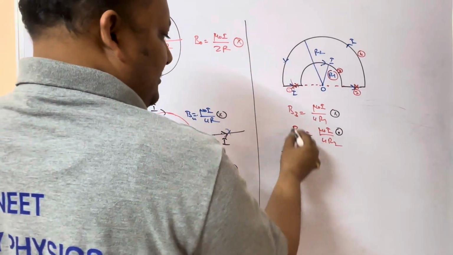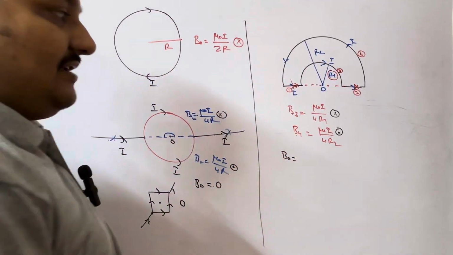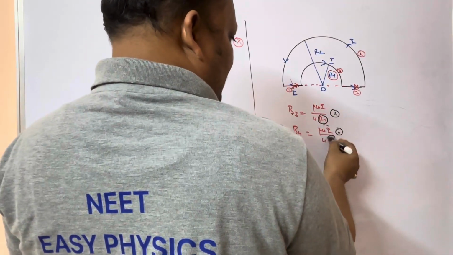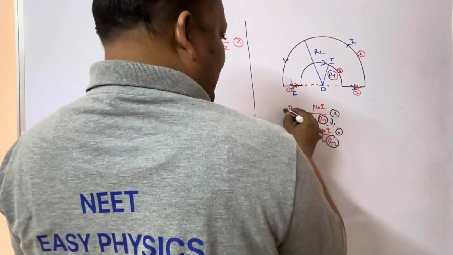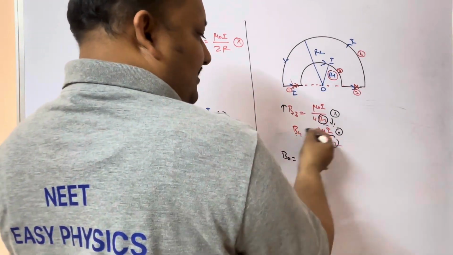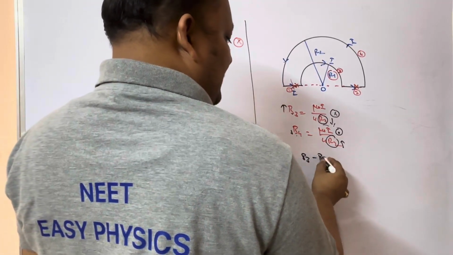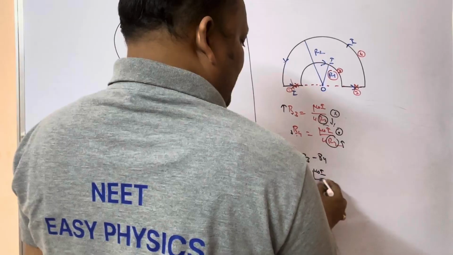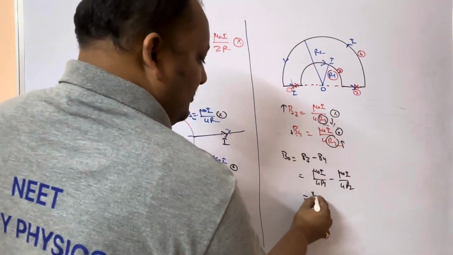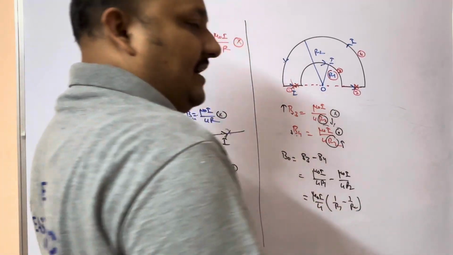Therefore, the resultant is either B3 minus B4 or B4 minus B3. Which is higher? We should do higher minus lower value. Mu naught I by 4 is common in both, so 1 by R1, 1 by R2. R1 is less, therefore B3 is more compared to B4, since R2 is more. Therefore, the resultant is B3 minus B4. So, mu naught I by 4R1 minus mu naught I by 4R2. Mu naught I by 4 is common, times 1 by R1 minus 1 by R2.